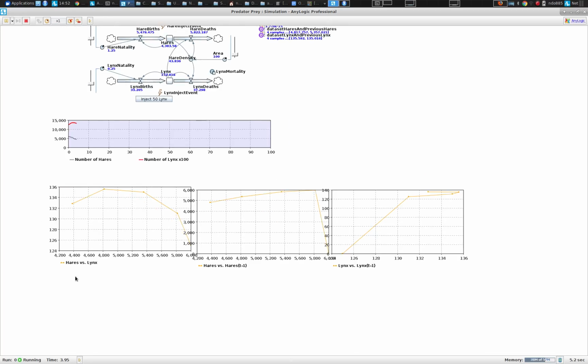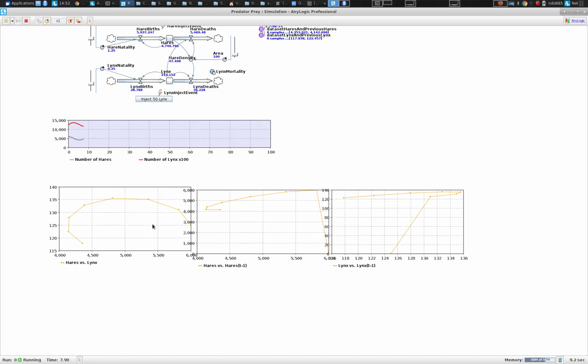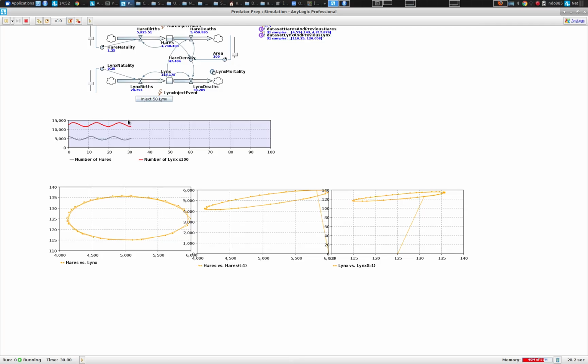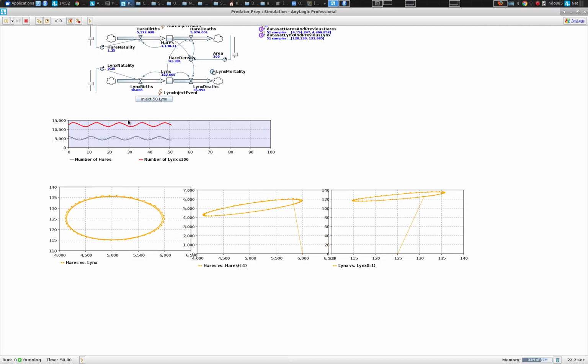So this leftmost plot is a plot of hares versus lynx over time. That's simply the stocks, the hare and lynx stocks over time. And you'll notice that it forms a distinctive pattern. What is that pattern? What do you see in terms of the number of hares and lynxes over time in state space? What do you see there? It's a cycle. It's a cycle.